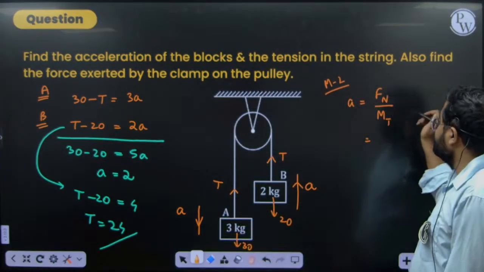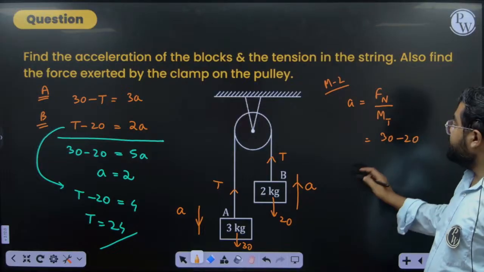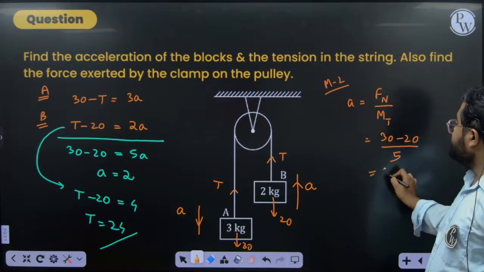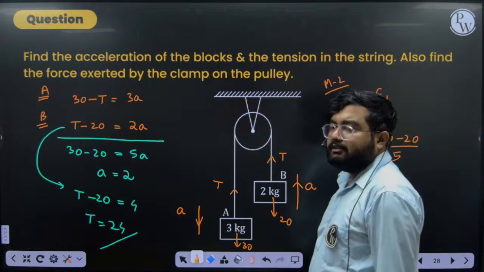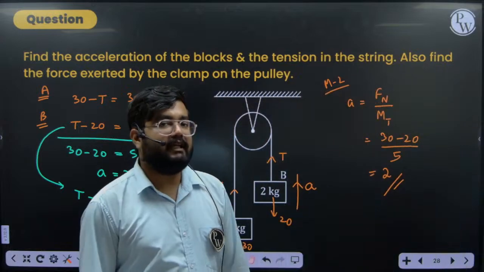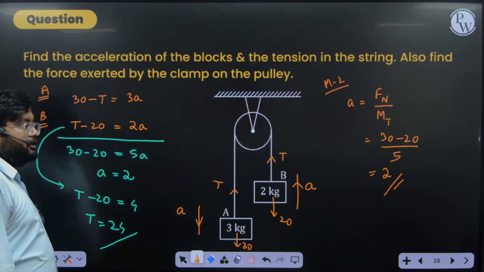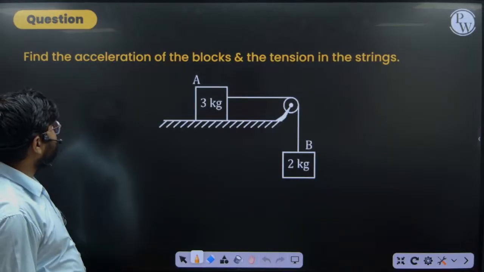So the net force should be written as 30 minus 20, and the total mass here is 5 kg. So the answer comes out as acceleration as 2. But to find the tension, you have to draw any one FBD. I hope this is clear, everyone. Let's move to another question.